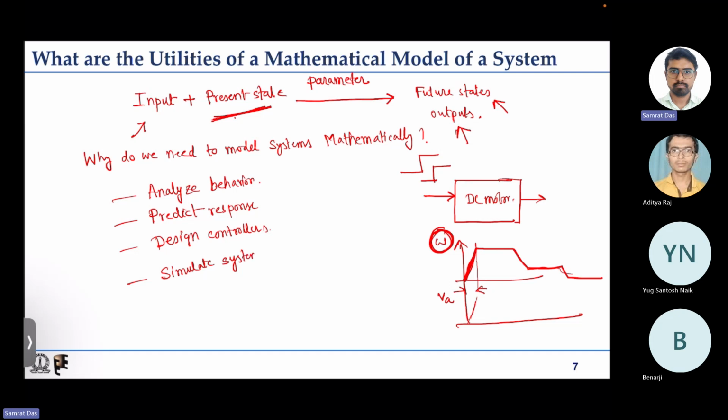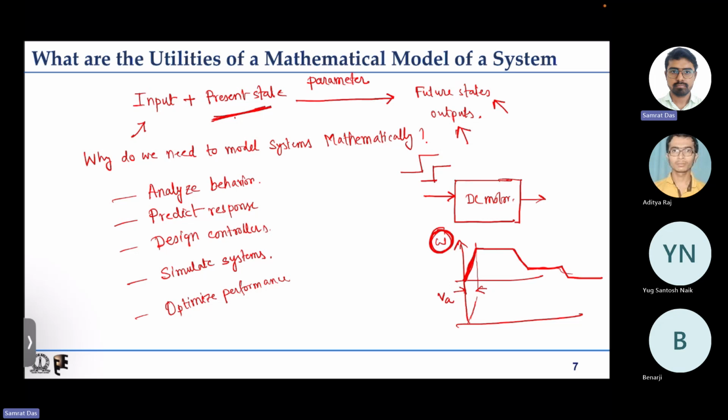Then obviously, simulate systems, just like we did yesterday, in the last class. We'll be able to simulate the system in a computer if we know the mathematical model of the system. And there is another point, the last point, which is to optimize the performance. Optimize means wherever there is the term optimization, we can get the desired output in more than one way.